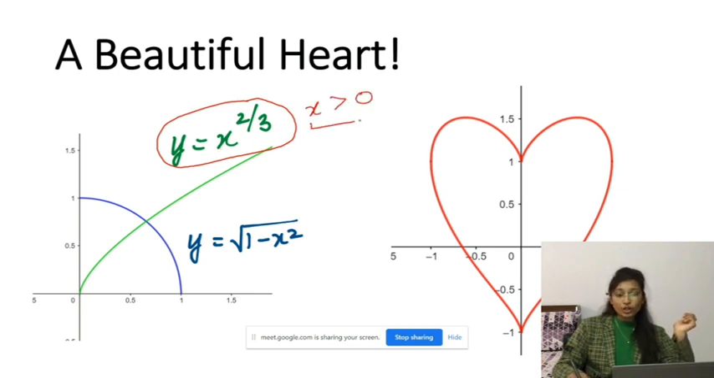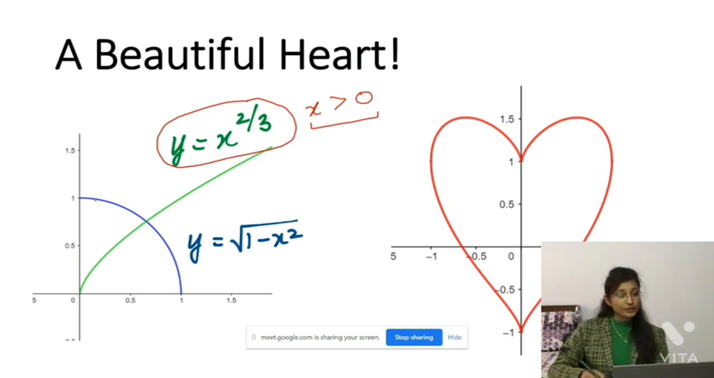Because if you do not put this restriction, the graph will also be plotted in the negative x-axis, that is the second quadrant also. So just to avoid it, use this restriction that x is greater than 0. In the similar manner, we will take a quarter of a circle in the first quadrant and develop our heart like this.